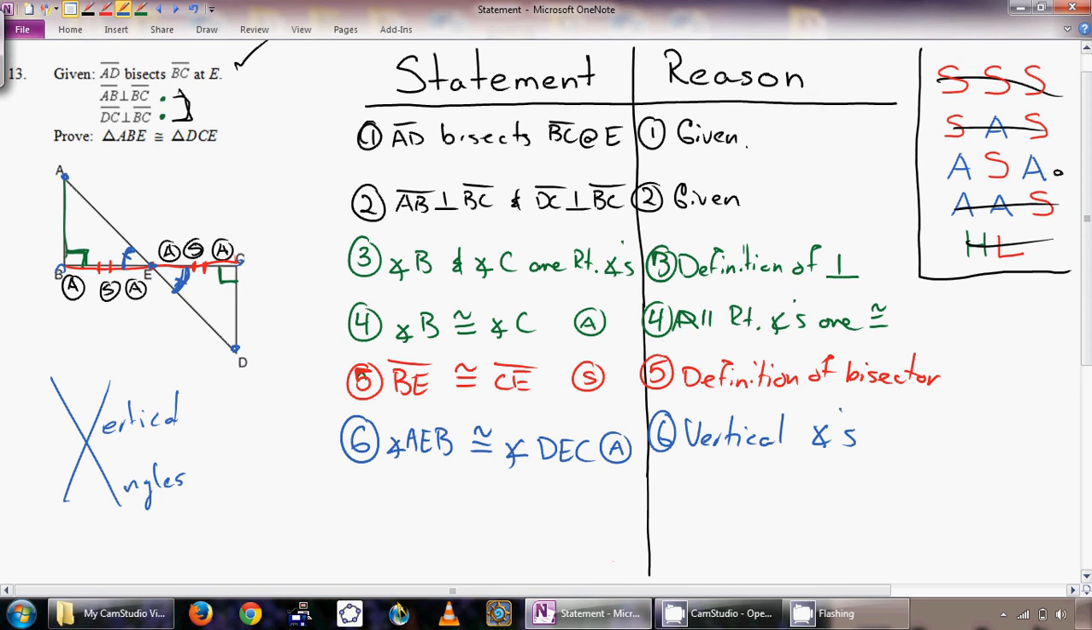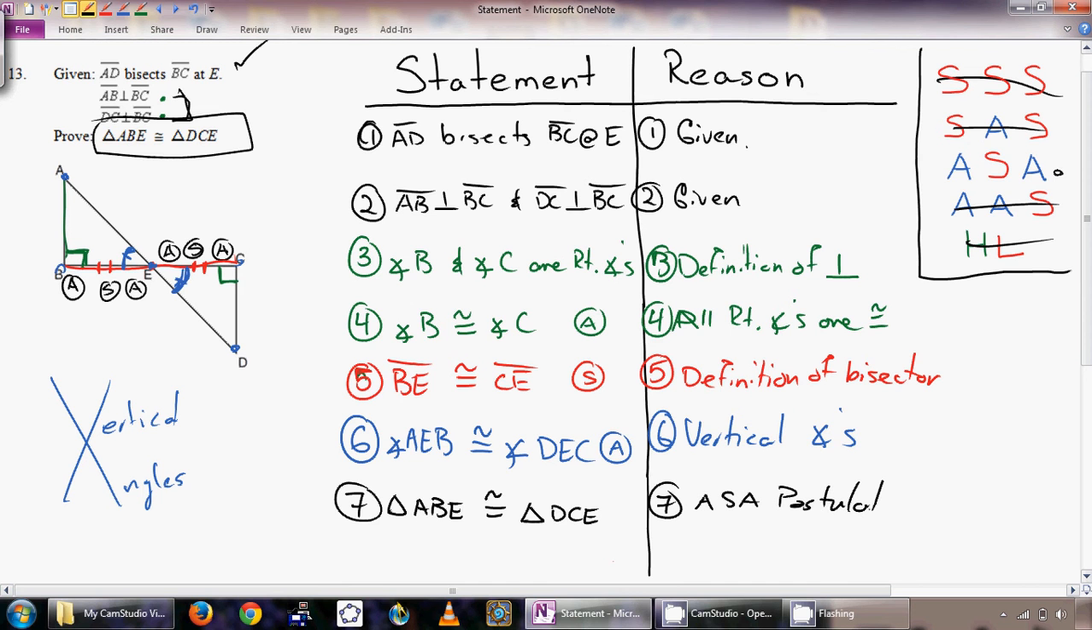All right, and then putting it all together, I'm allowed to say that 7, triangle ABE is congruent to triangle DCE, and because of the angle-side angle postulate. Boom.